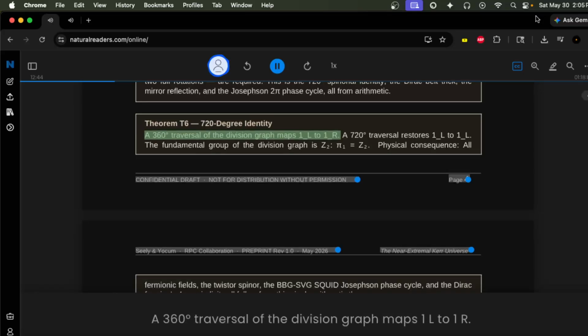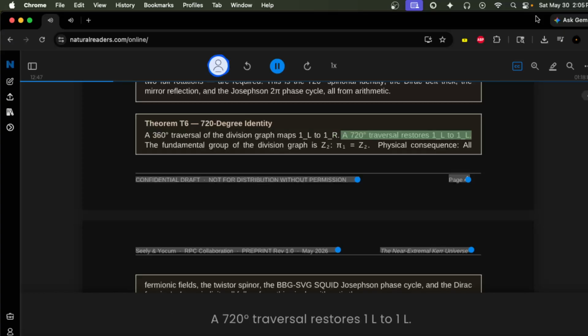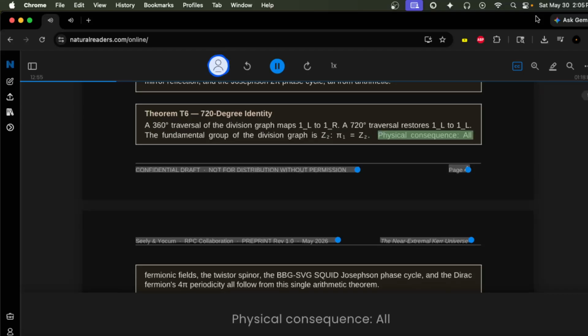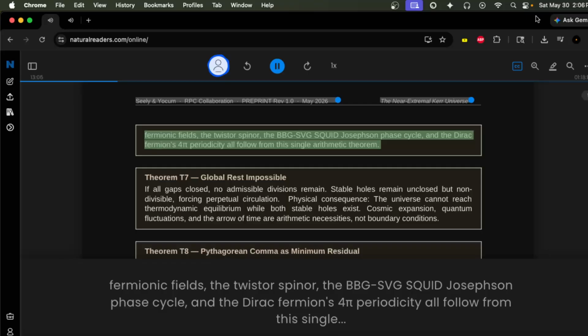Theorem T6, 720 degree identity. A 360 degrees traversal of the division graph maps 1L to 1R. A 720 degrees traversal restores 1L to 1L. The fundamental group of the division graph is Z2, pi 1 equals Z2. Physical consequence. All fermionic fields, the twistor spinor, the BBG-SVG squid Josephson phase cycle, and the Dirac fermion's 4-pi periodicity all follow from this single arithmetic theorem.